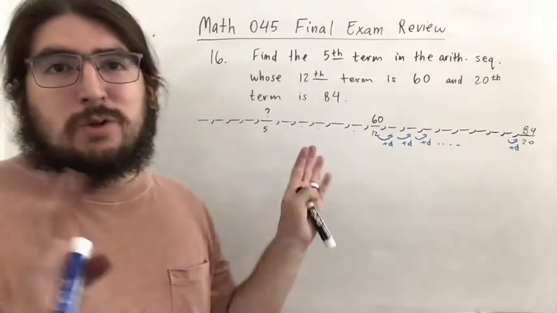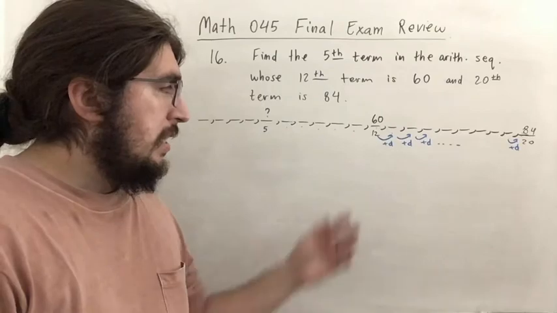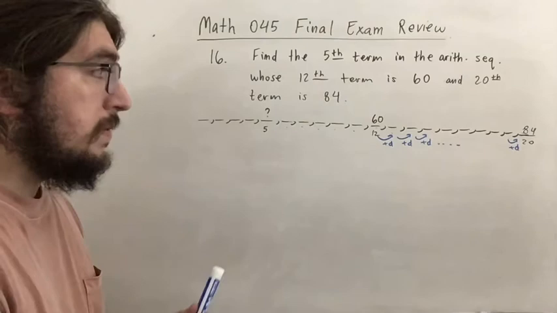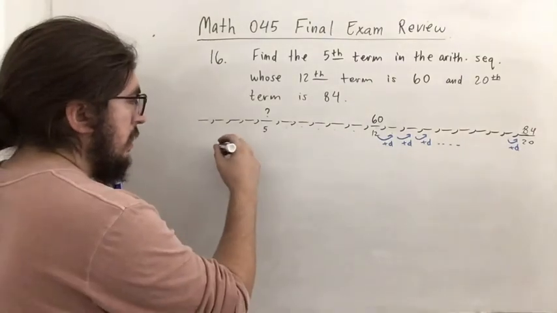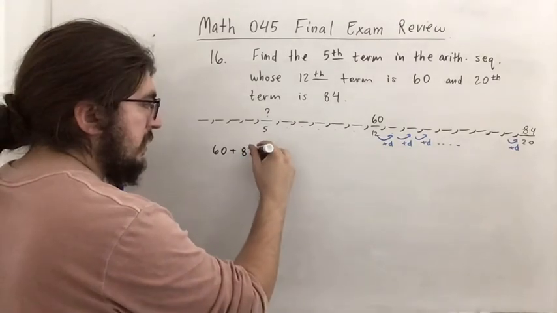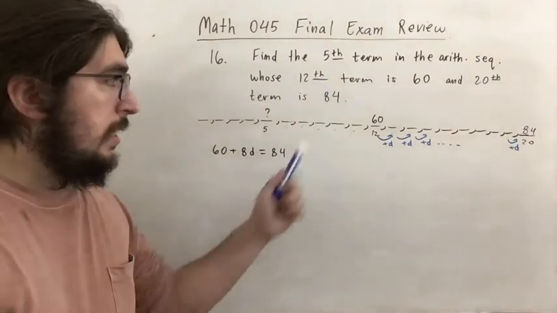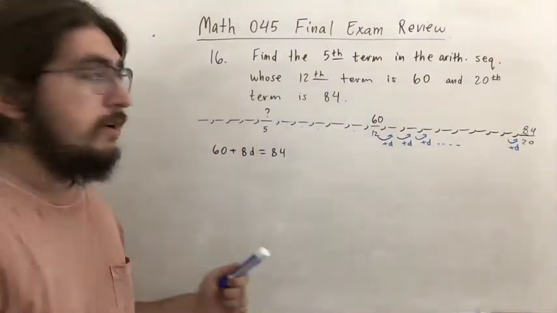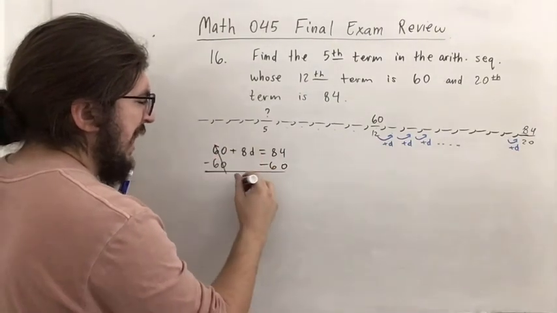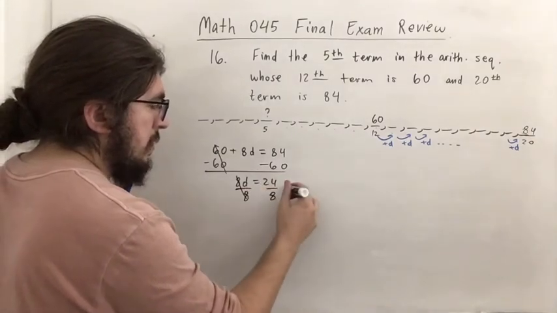Well, long story short, it's just the difference between the positions. 20 minus 12 is 8. So in fact, there are indeed 8 jumps you need to go from 60 to 84. So what we end up developing is the fact that 60 plus 8d gives 84, where 8 is 20 minus 12. So 8 of these d's will give you 84. So you can solve for the common difference, then backtrack, and you'll get the 5th term. So subtract 60, you get 24. 8d is equal to 24. Divide by 8, d is equal to 3. Aha.